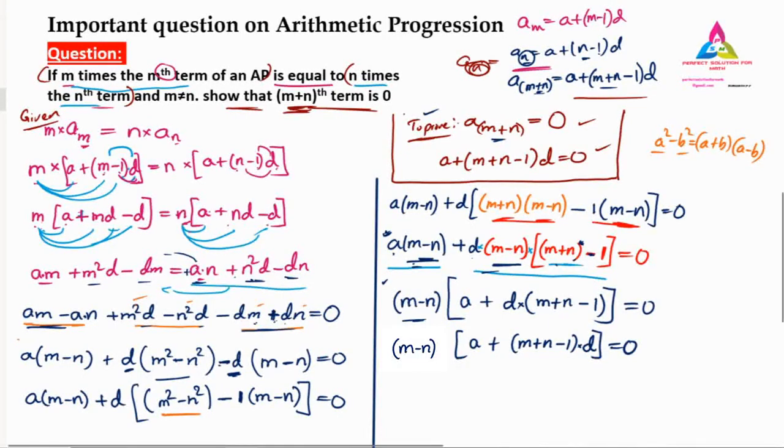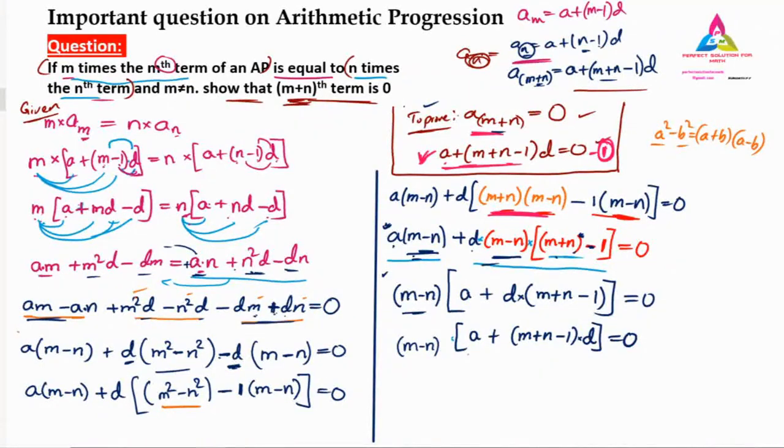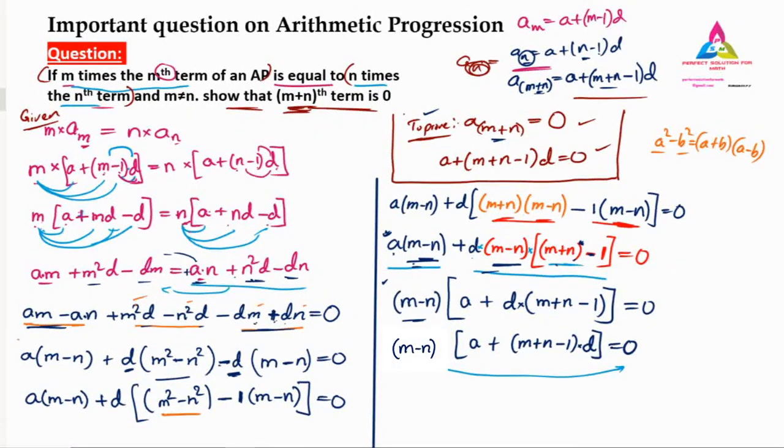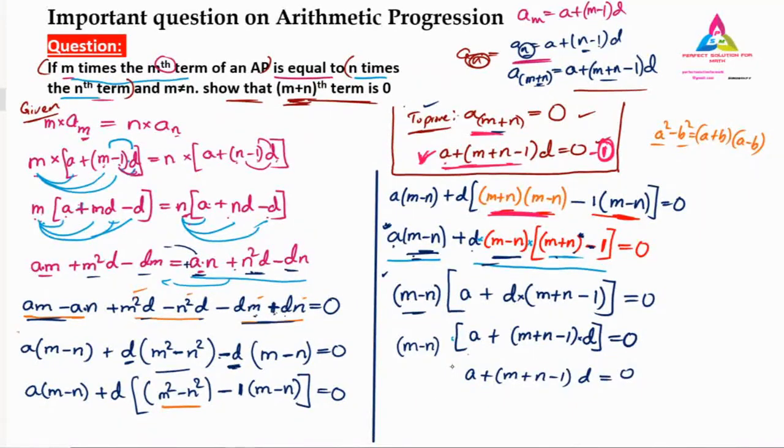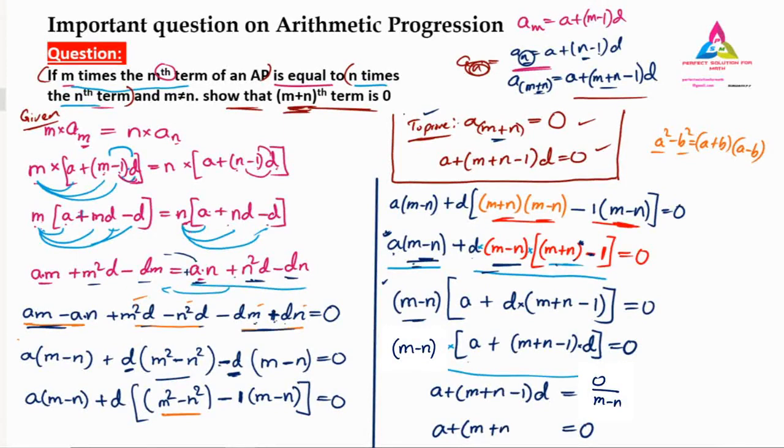Now we have to shift m minus n to the other side. Here we have multiplication, so it will divide. So here what is left is a plus m plus n minus 1 into d is equal to 0. We have shifted m minus n to the other side, so it will become 0 divided by m minus n, which is nothing but 0. So here what is left is a plus m plus n minus 1 into d. This one I will take as equation 2.